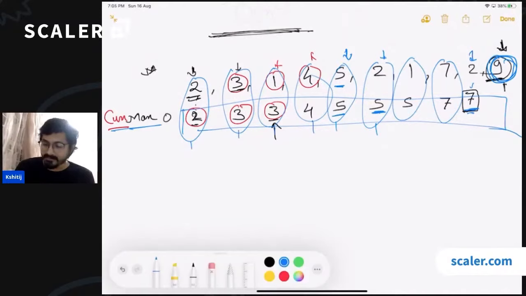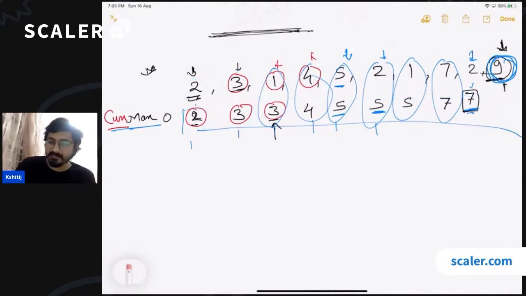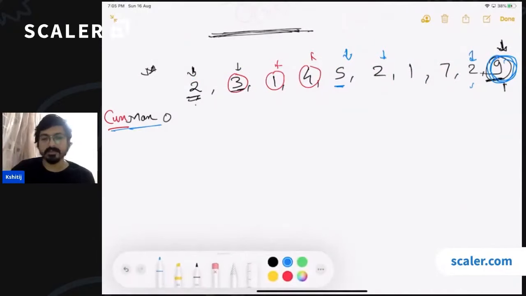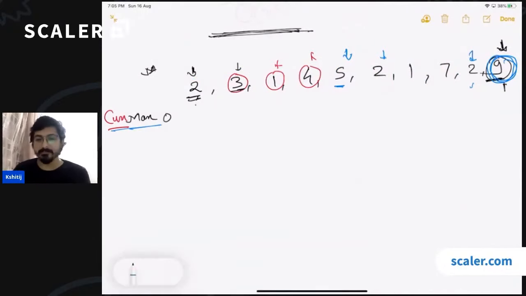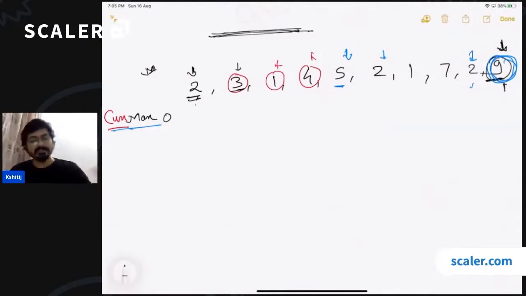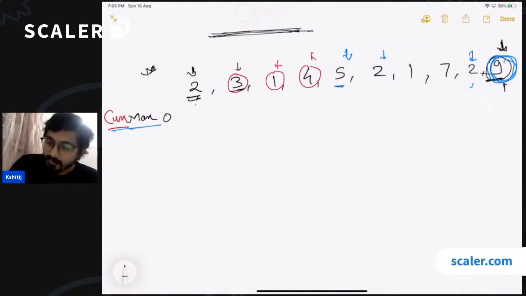Okay, let me just repeat. Let's clear everything here and do it once again. When we have to calculate the maximum on the left for the last bar, first of all, is everyone clear that we will be calculating the left max for each and every bar and right max for each and every bar? Yes. Now, let's talk about this bar.